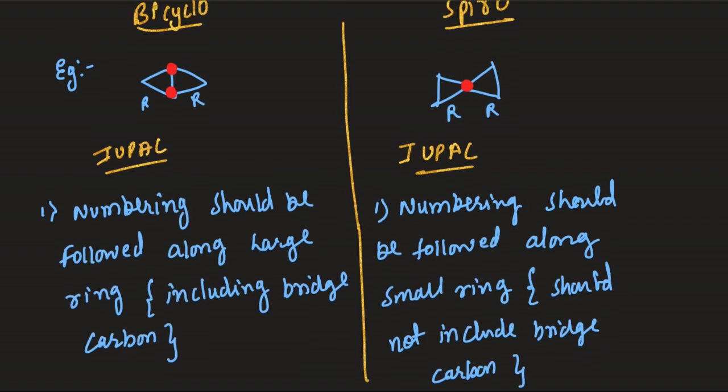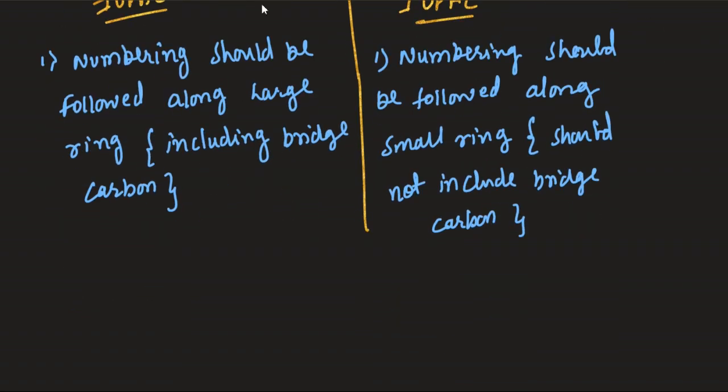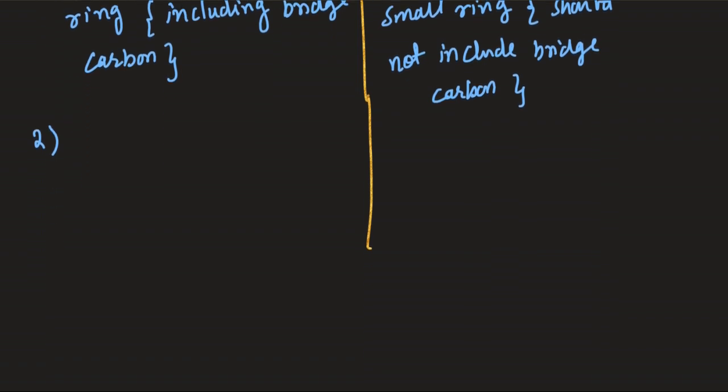So what is the meaning of bridge carbon? These red dots here, you should call bridge carbon. The carbons which hold the two rings, those carbons we should call bridge carbon. Okay, right. So let us go to the next second point. After numbering, what is the next point? First, let me give a small example of numbering, then we'll go with the next part.